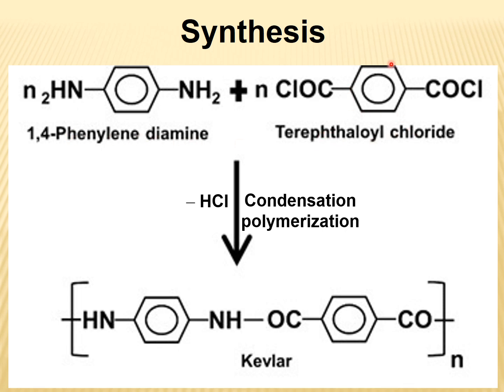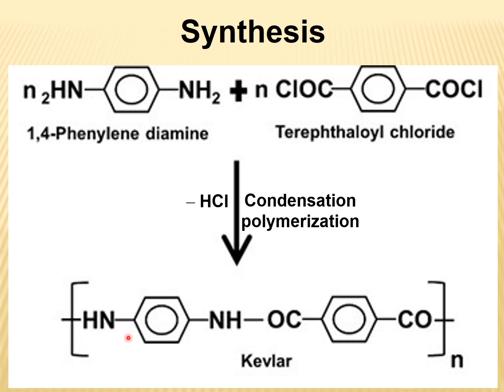Terephthalonyl chloride, again a benzene ring, and at the 1 and 4 positions you have carbonyl chloride. This is carbonyl chloride, C double bond O Cl. That is called terephthalonyl chloride. So 1,4-phenyldiamine and terephthalonyl chloride are condensed. Condensation polymerization by the removal of hydrogen chloride or hydrochloric acid, and you get Kevlar.